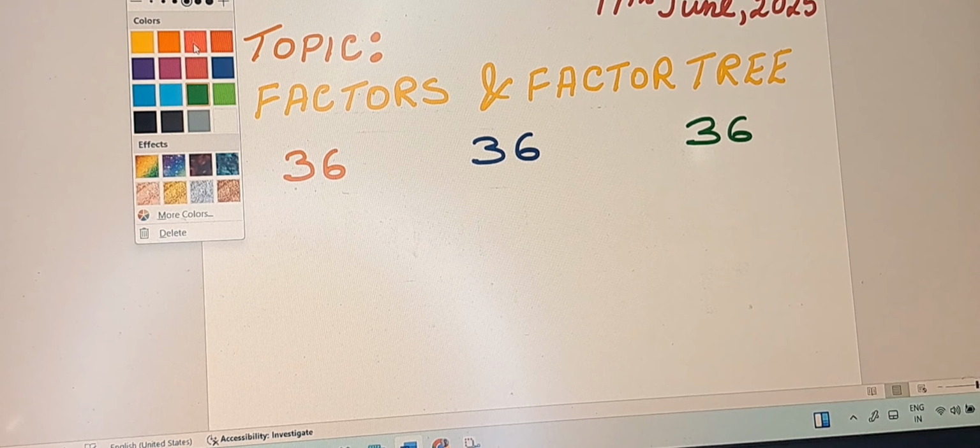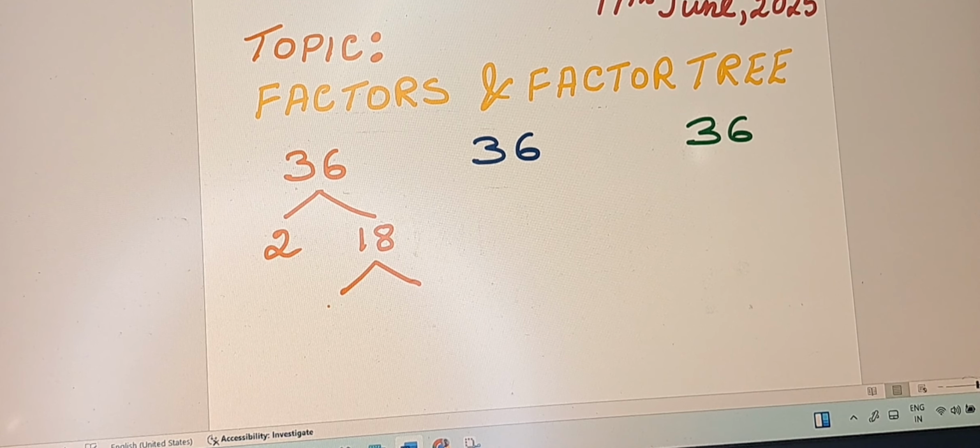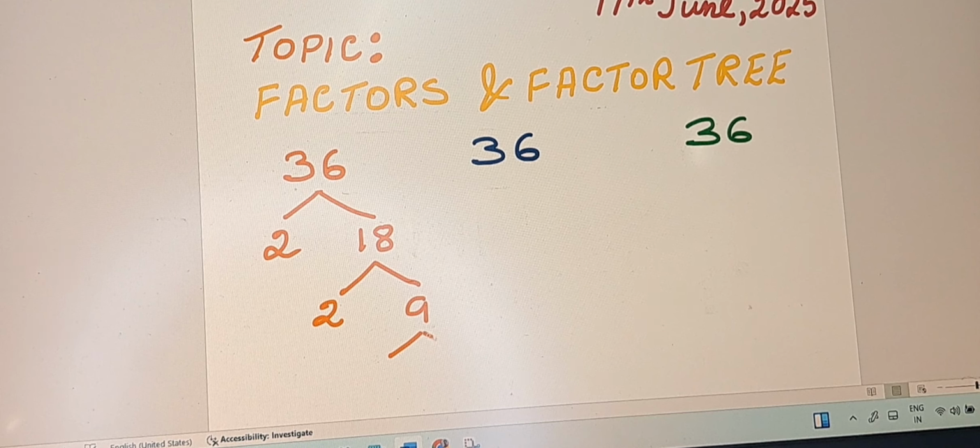Now coming back to the factor tree. This 36, we can divide by 2. Students, always remember, when we divide any number by 2, you just need to take half of that number. If I divide by 2, on the left hand side, and on the right hand side we will write 18. Half of 36 is 18. Again I am going to divide 18 by 2. That is 9. Half of 18 is 9. Now we cannot divide by 2, we have to divide by 3.